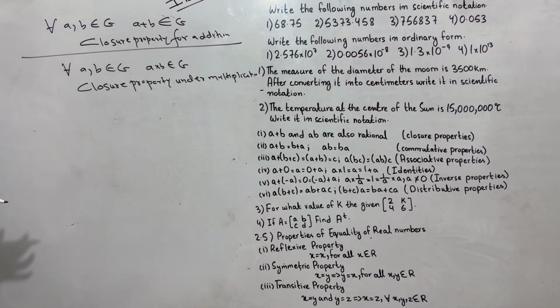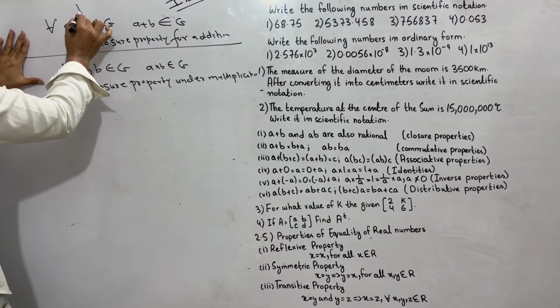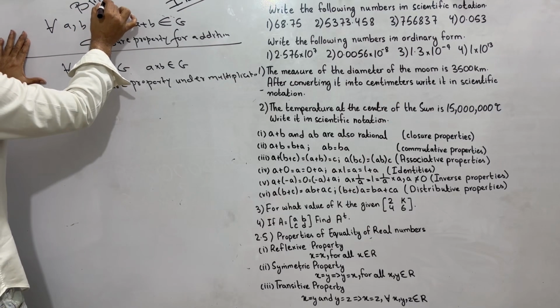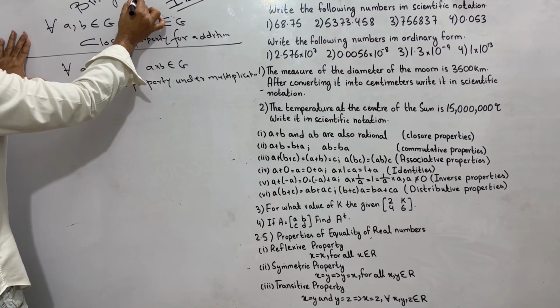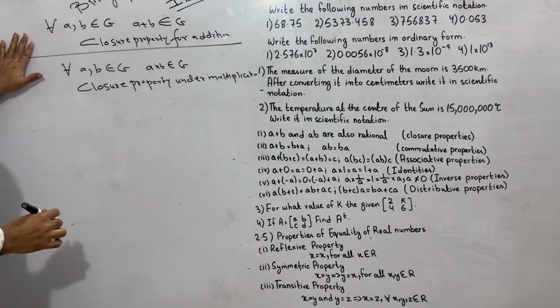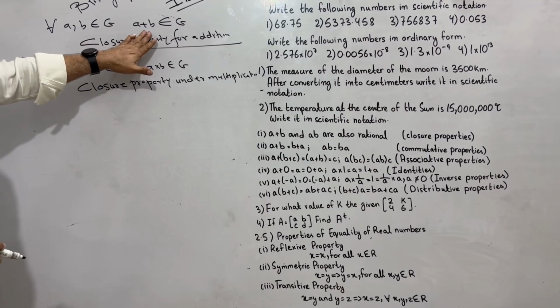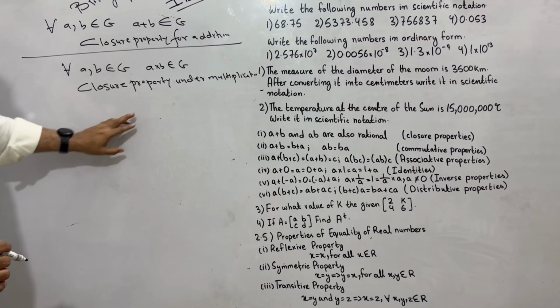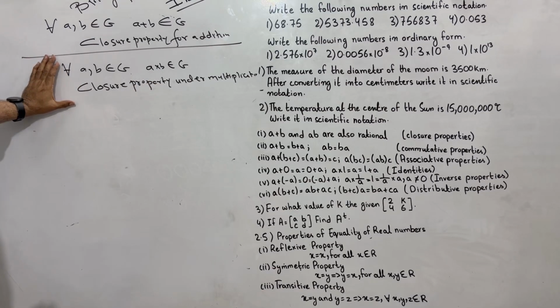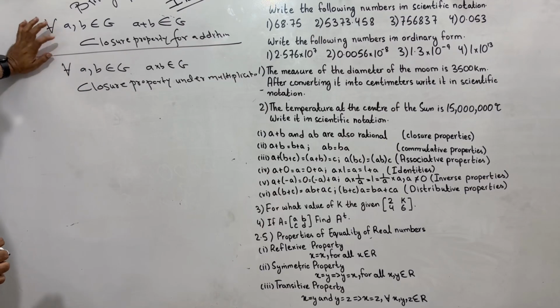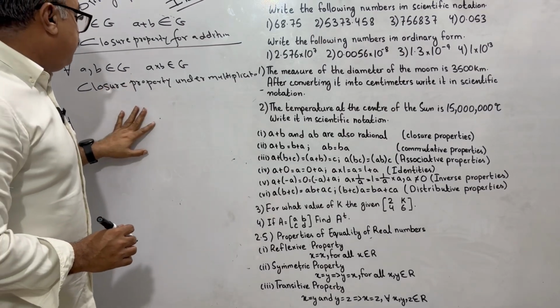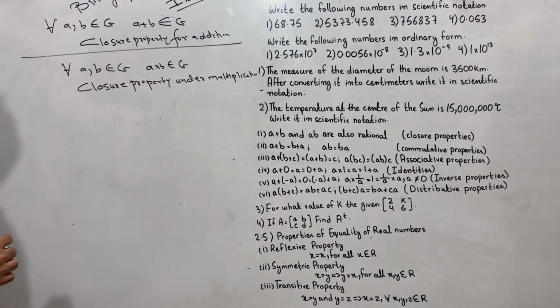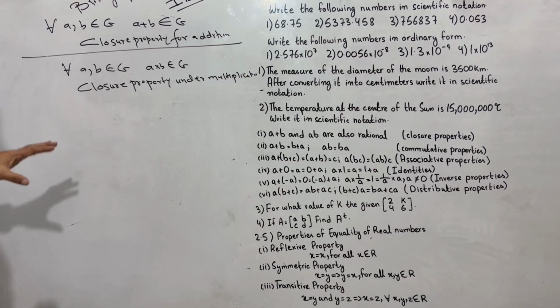Closure property is sometimes also called binary operation. Binary because we are taking two elements and operating them according to the given operation. In that case, addition gives closure property of addition, and multiplication gives closure property of multiplication. In modern mathematics, it is known as closure property with respect to addition or for addition, and closure property with respect to multiplication or under multiplication. These are two different ways to say the same thing.